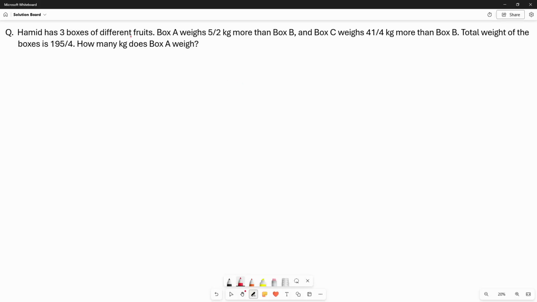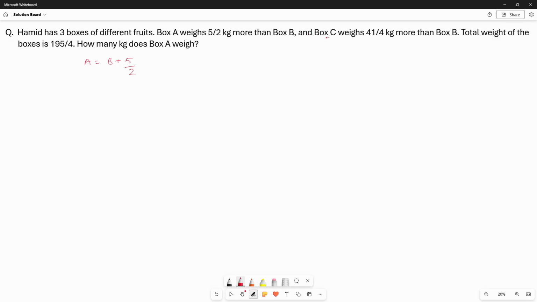Now we are going to solve this question. This question says that Hamid has 3 boxes of different fruits. Box A weighs 5 by 2 kg more than box B. Meaning box A weighs 5 by 2 kgs more than box B. Okay, this is our first equation.